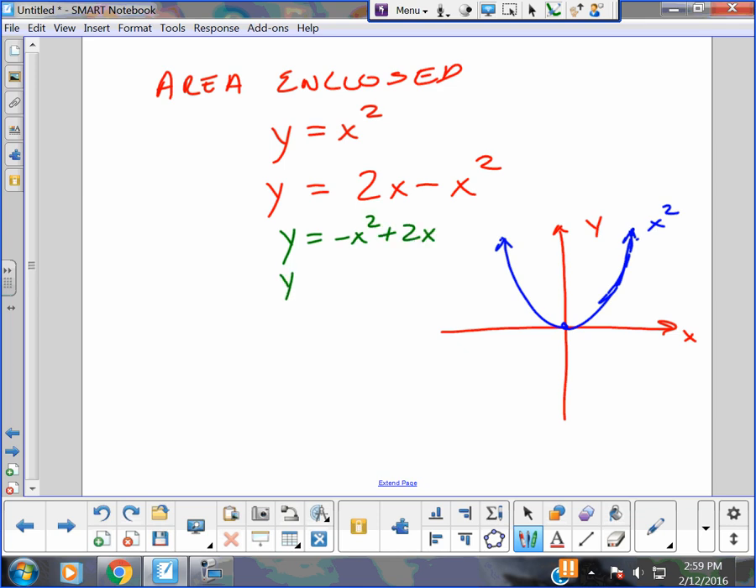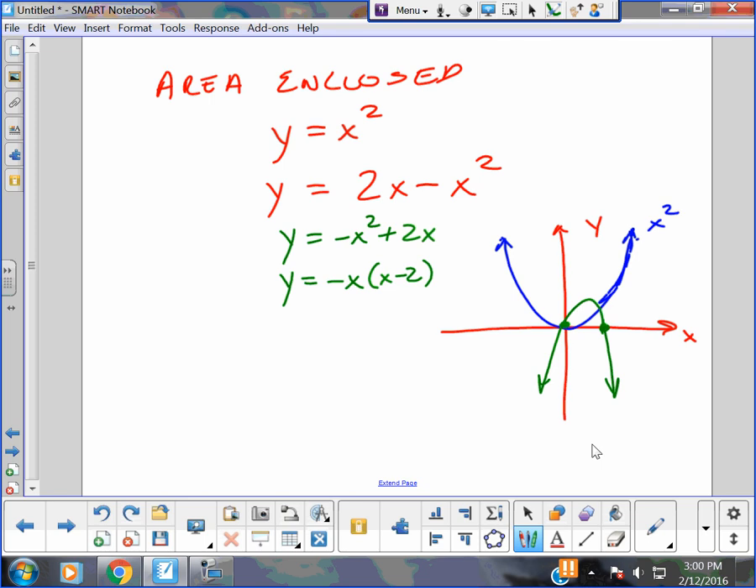And I might use the intercepts. You guys see, if I pull out a negative x, I get x minus 2. And we know parabolas are symmetrical. So I can plot 0 as an x-intercept, and I can plot 2 as an x-intercept, and I know the vertex is at 1. I also know this opens down. You guys agree?